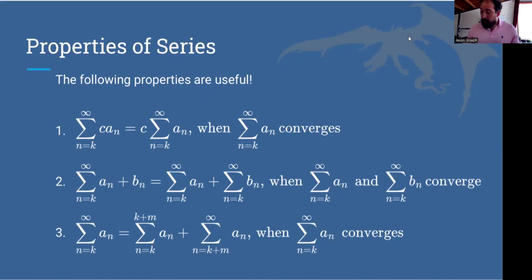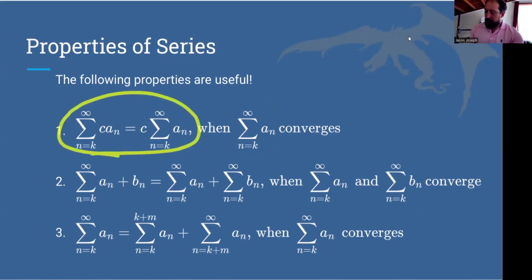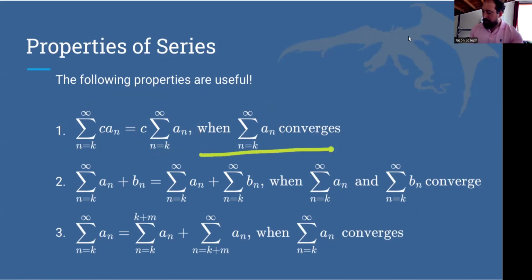So the first one, if you have a constant times every term of the series, you can factor it out. Now, this only makes sense as an equation when this is a number, right? If it were infinity or just diverged in an oscillating sense, it wouldn't make any sense to write this down. So we always have this caveat that when certain things actually exist, then you can pull out the constant.